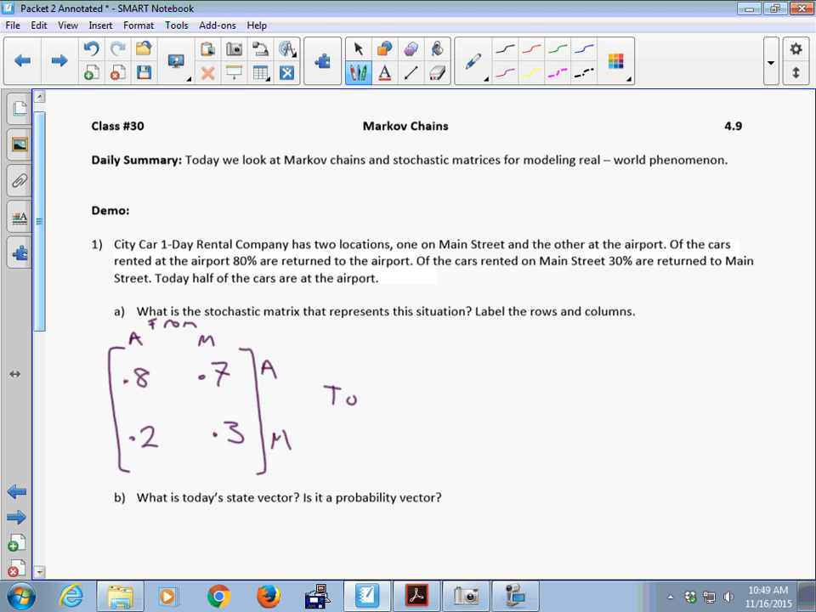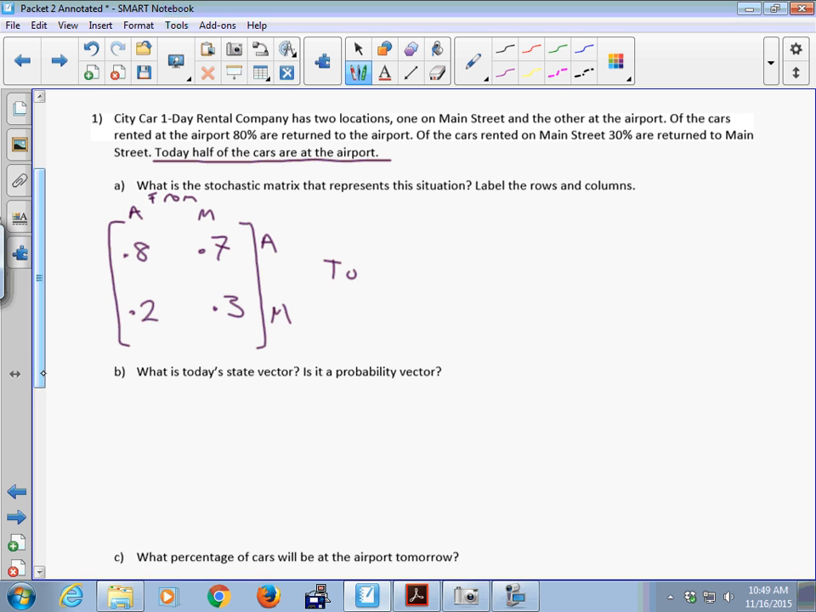Today's state vector. Okay, so today, half of the cars are at the airport. So my state vector is going to be 0.5, 0.5, right? And I'm doing everything as airport, Main Street, airport, Main Street. So this is airport, Main Street. Is that a probability vector? Yes, because the 0.5 and 0.5 add up to 1.